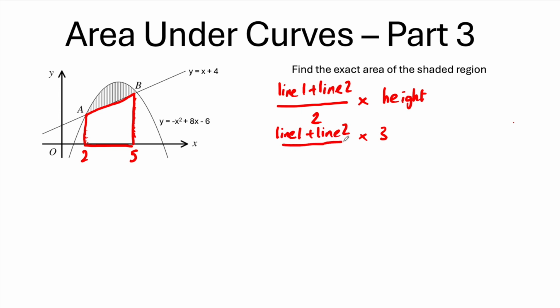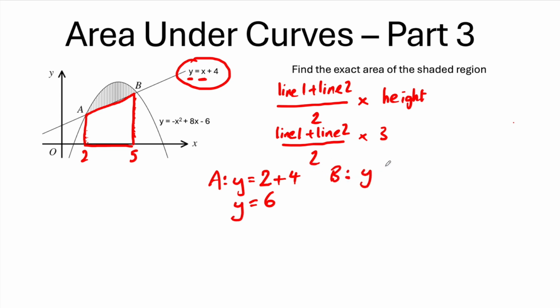Now, what we need to do is find the heights of the two parallel lines. Now, the way we can do that is use the fact that A and B both lie on this straight line, y equals x plus 4. We know the x coordinates for A and the x coordinates for B. And if we know what the x coordinates are, we can therefore work out the y coordinate. So at A, y equals x plus 4, and x is equal to 2. So our y coordinate is 6. For B, we use the same process to find that y equals 9.